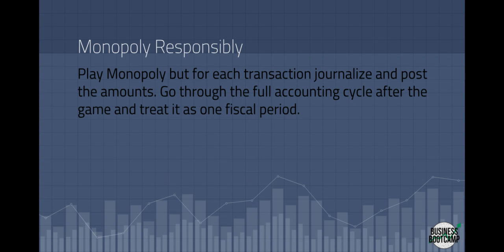The next section is not really a problem, but more of an activity that will really help you understand the real accounting cycle. The goal of the game is basically to play Monopoly, but for each transaction, journalize and post the amounts. So it's like you're following the real accounting cycle, and you go through the full accounting cycle after the game and treat it as one fiscal period.